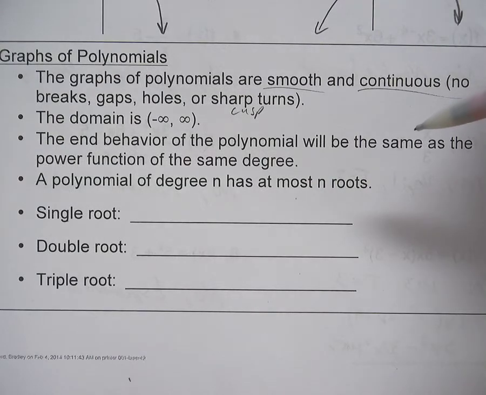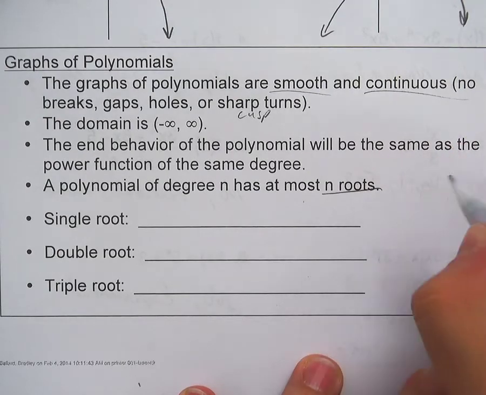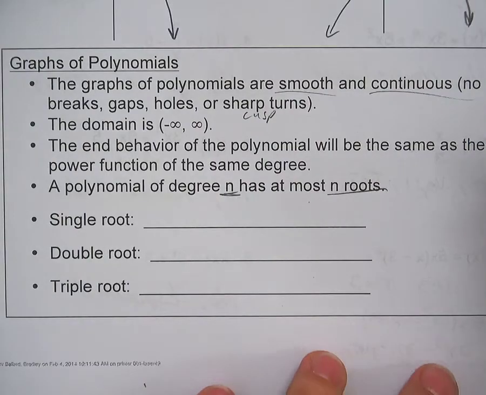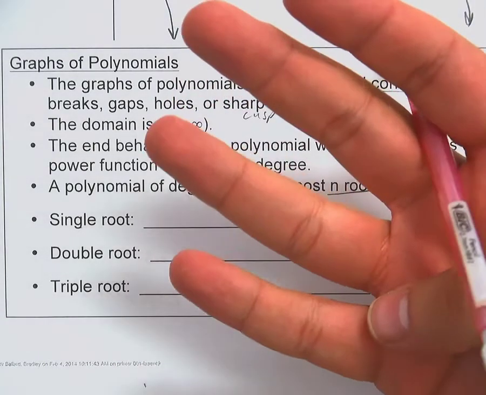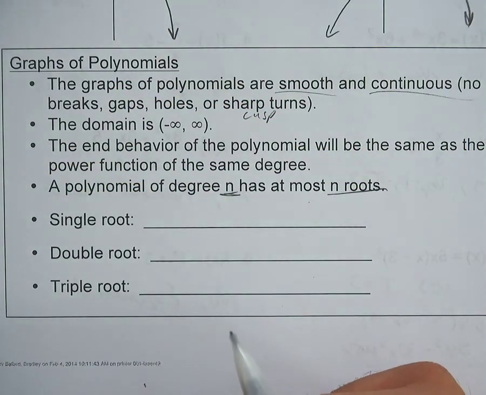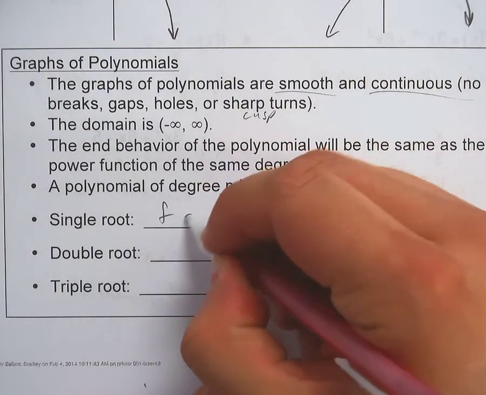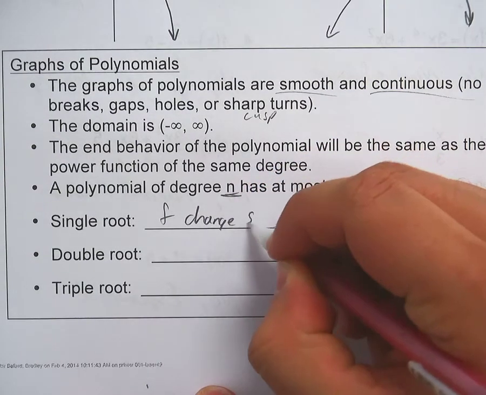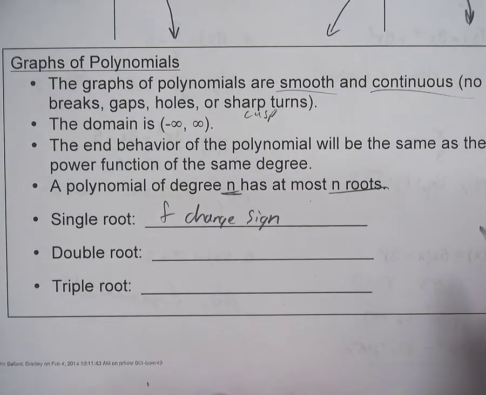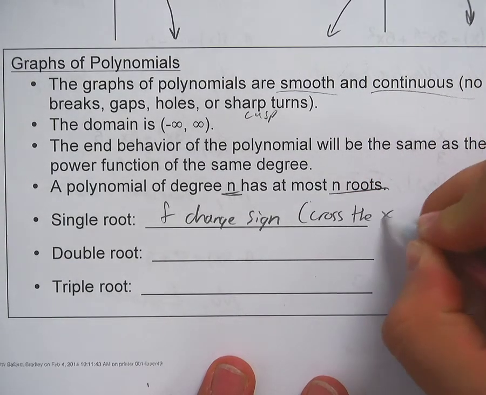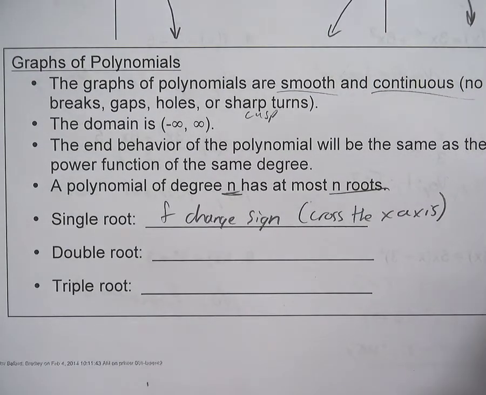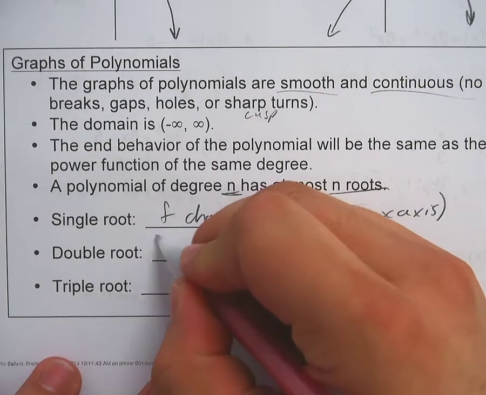A polynomial of degree n has at most n roots. That means that the most number of roots you can have is the same as your exponent. So if you have a third degree, you can have 3 roots. Fourth degree, 4 roots. Fifth degree, 5 roots. And you see how that could keep going. So let's talk about what a single root does. It causes f to change sign. That means it goes from positive to negative. We call that crossing the x-axis. At a double root, f does not change sign.